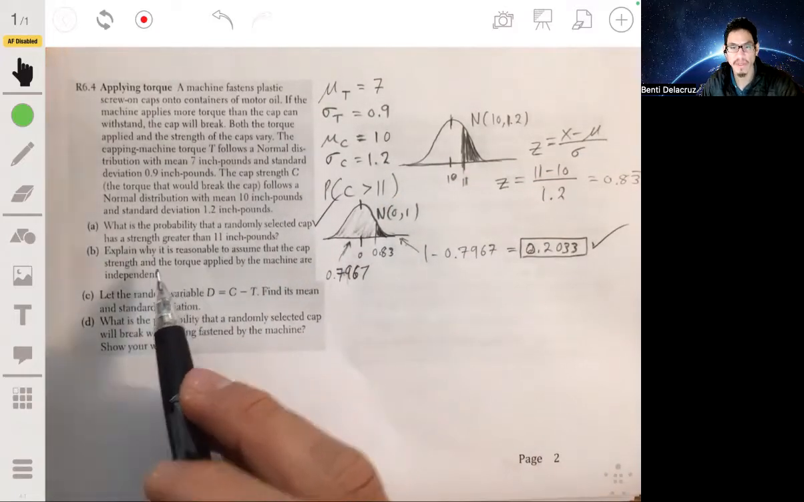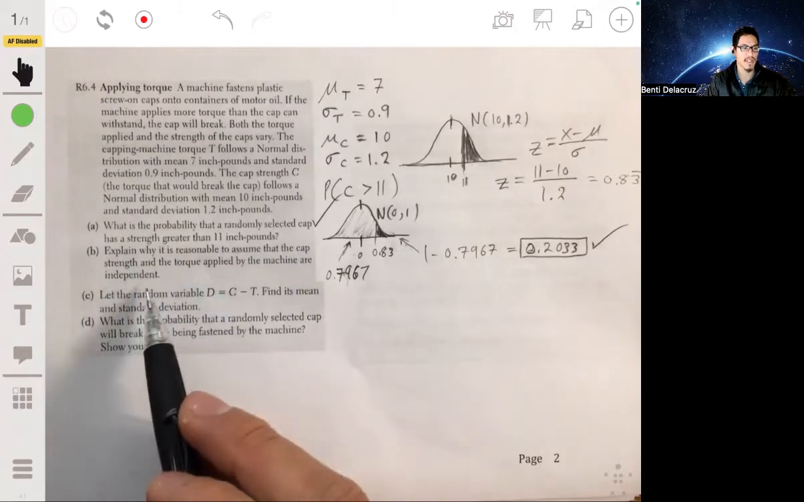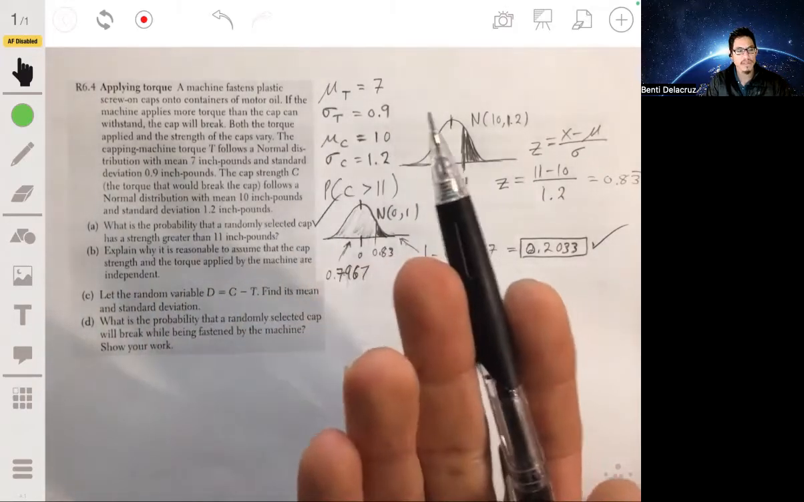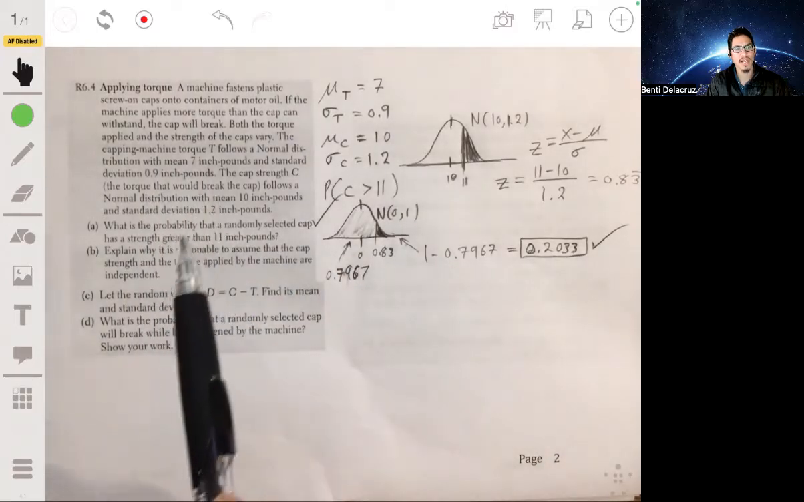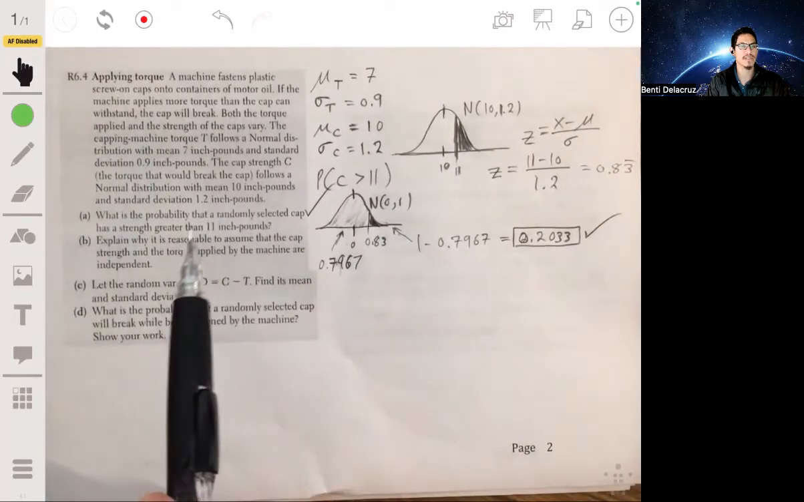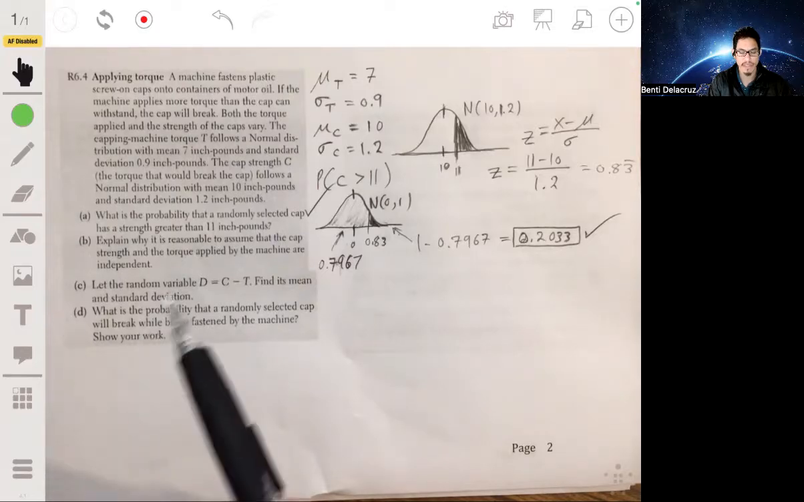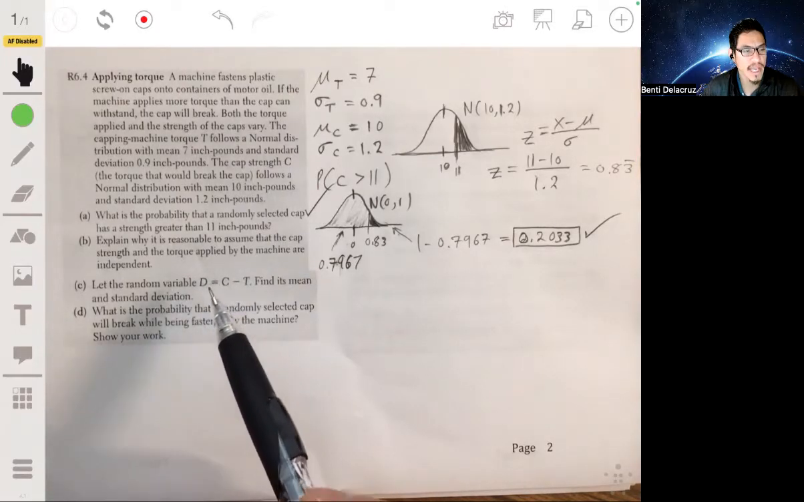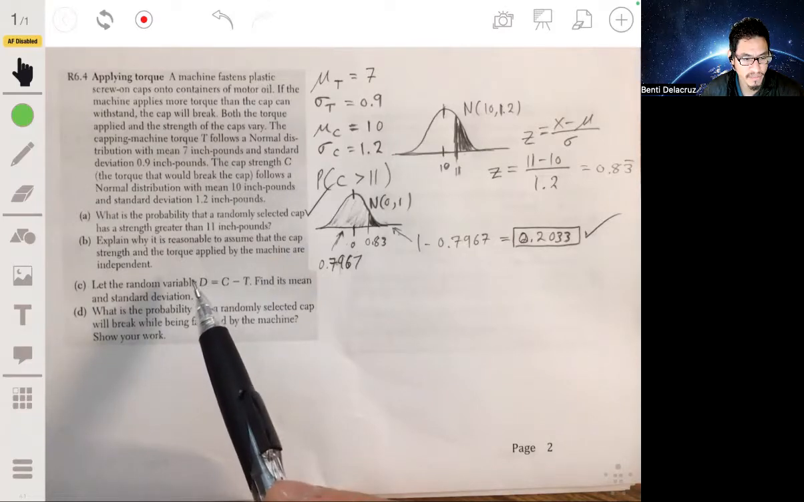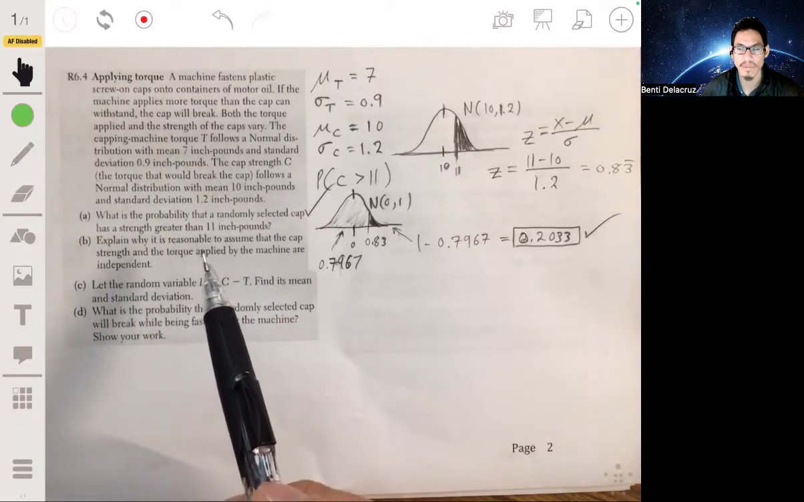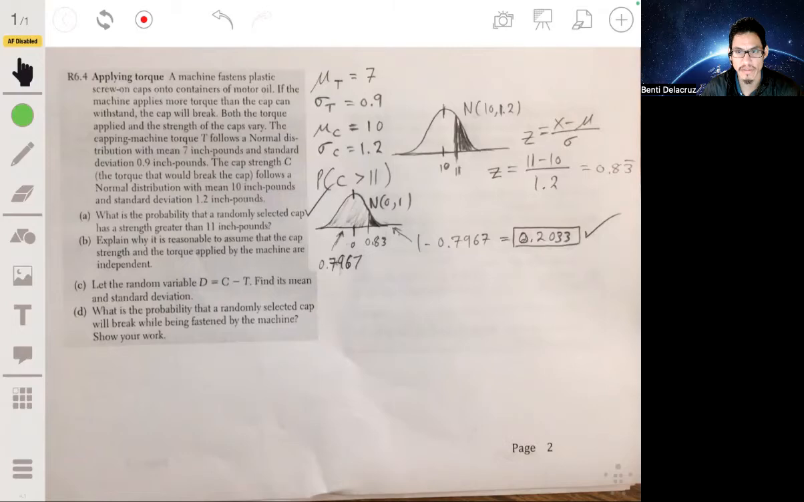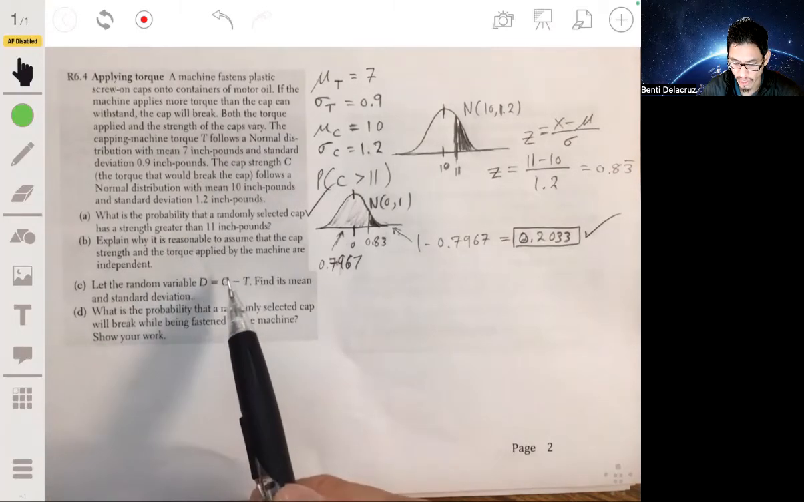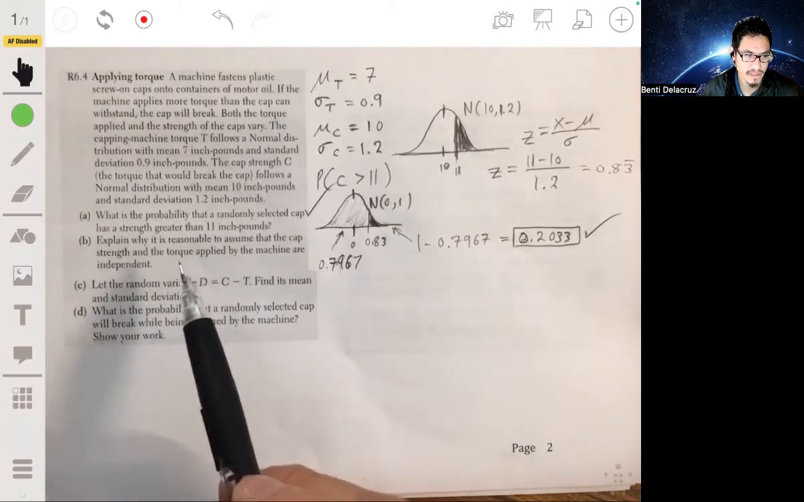Part B, explain why it's reasonable to assume that the cap strength and the torque applied by the machine are independent. So what they're getting at is, why are they asking that? Because in the next parts, you're going to be combining random variables, and in order to apply the techniques of adding and multiplying and calculating the variance and the differences, you have to make sure that the variables are independent. So that's why they're tying that in.